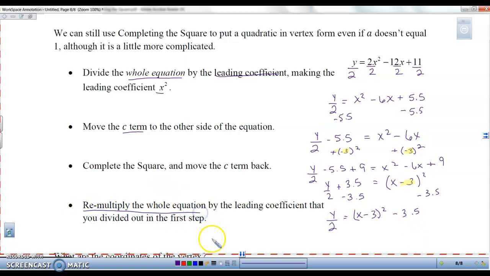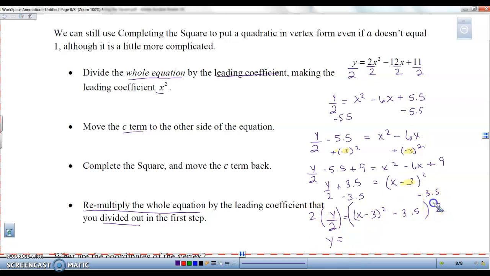Okay, now here's the second step that we need to do. Re-multiply the whole equation by the leading coefficient that you divided out in the first step. So what we need to do is put a big parenthesis around this and a big parenthesis around this entire thing right here. So I want to multiply both sides by 2. Since I divided by 2, I'm going to multiply by 2. What that does is it cancels out the 2's, leaving just y.